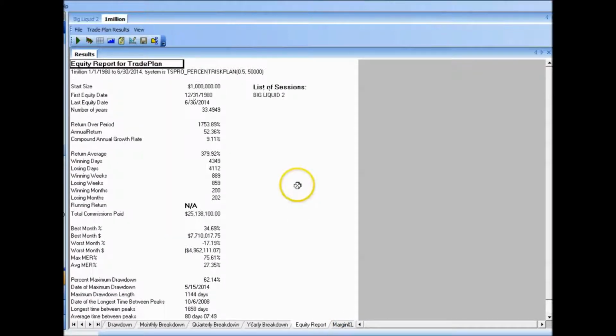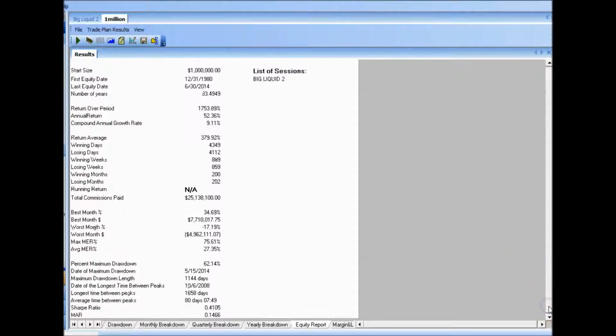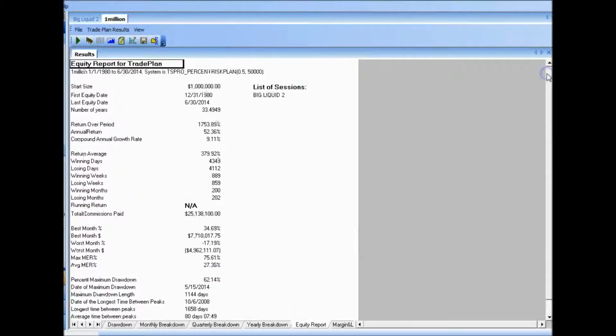So let's look at our compound annual growth rate, 9%, but we had a max drawdown of 62%. For most people, that's simply going to be completely unacceptable, to accept that kind of volatility for such a low rate of return, because you're not going to get that kind of volatility in the stock market by holding blue chip stocks. And basically that's what you're trying to compete with as far as a futures trading portfolio.